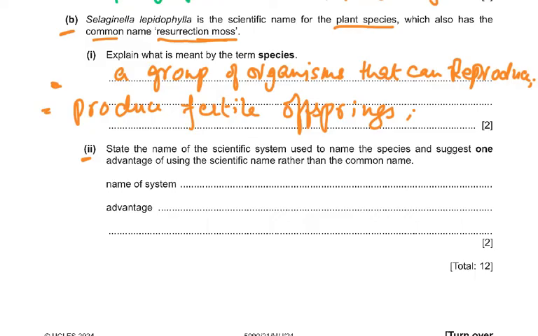A group of organisms that can breed and reproduce and produce fertile offspring. That's why horse and donkey are separate species, because when they reproduce, they produce a mule which is infertile.